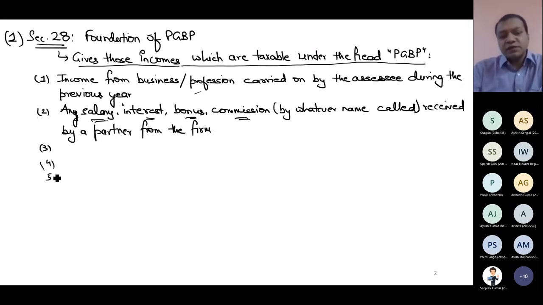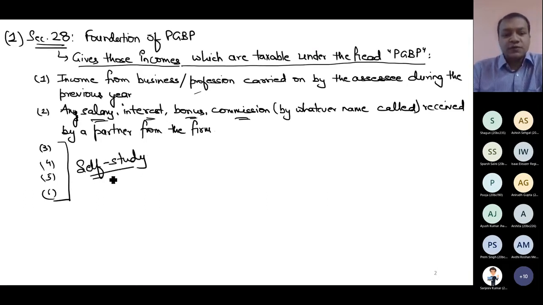Three, four, five, six. Now read these remaining points from the act yourself, as self-study. As I told you earlier, the purpose of giving some points for self-study is to make you independent, so that you also apply your mind and learn some things on your own. Read from the Income Tax Act available on the website of the Tax Department, incometaxindia.gov.in.